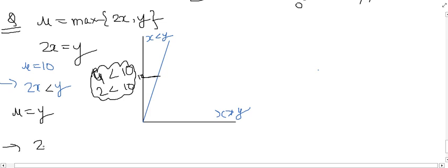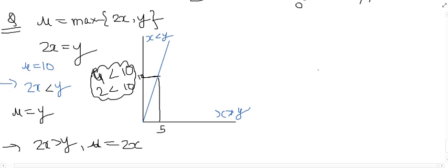Now let's take 2x greater than y, where u equals 2x. Now twice of x greater than y, so x would also be greater than y. Now let's plot this on a diagram. In the condition where x is greater than y, we would set 2x equals 10, which comes down to x equals 5. So this would be our utility function.